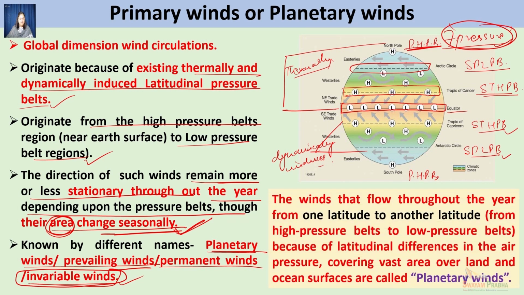So the winds that flow throughout the year from one latitude to another, specifically from high pressure belt regions of the world towards the low pressure belt regions, because of the latitudinal differences in the existing pressure conditions, and covering vast areas over land and oceans, are called planetary winds or primary winds.